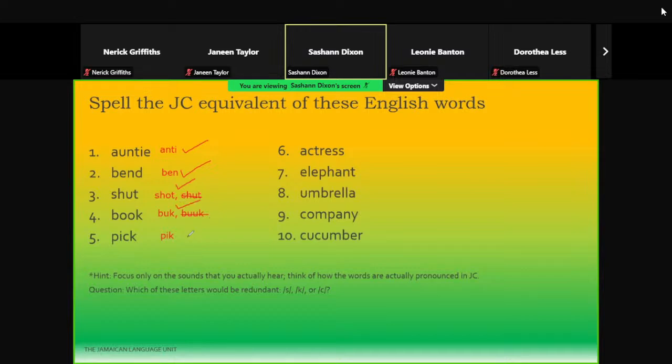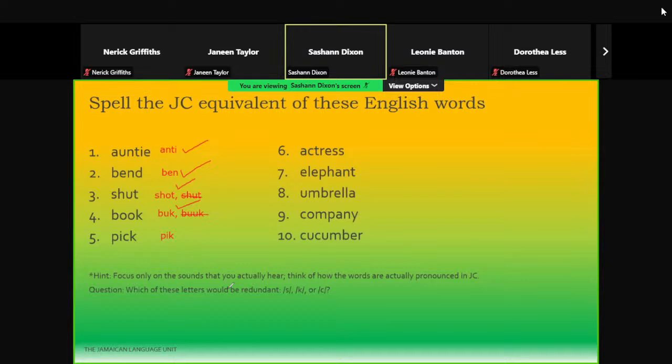Now, I did not see anyone give anything other than PIK. If I missed it, you can let me know. But I'm very happy that I didn't see anyone use the letter C. So if you know my little question there, which of these letters at the lower end of the screen would be redundant? You've already identified one of them because I didn't see anyone use the C.